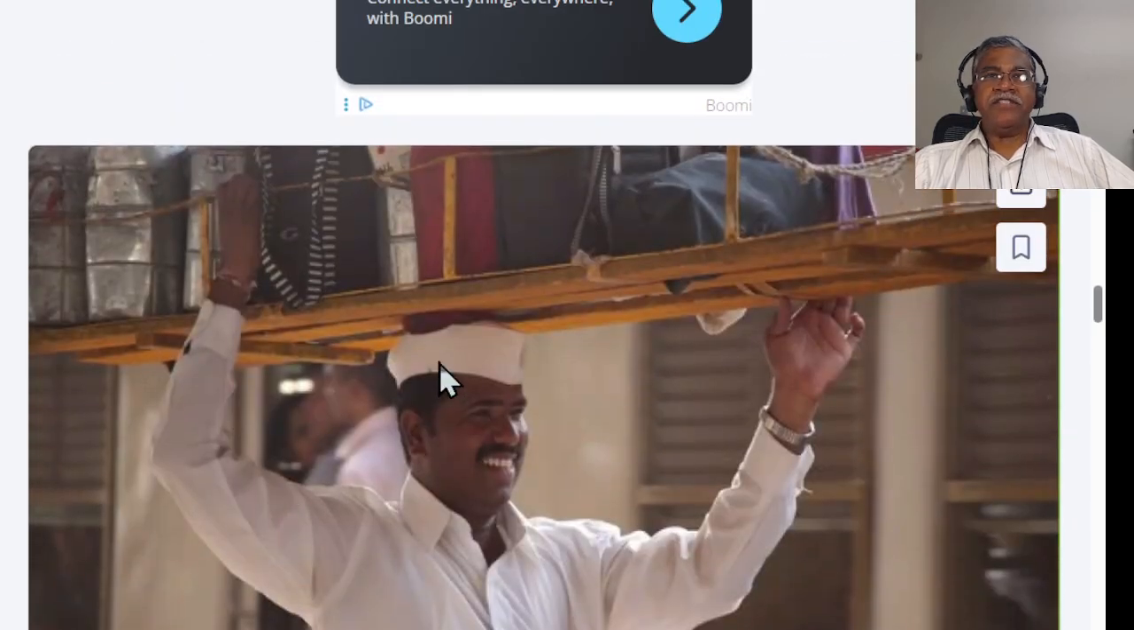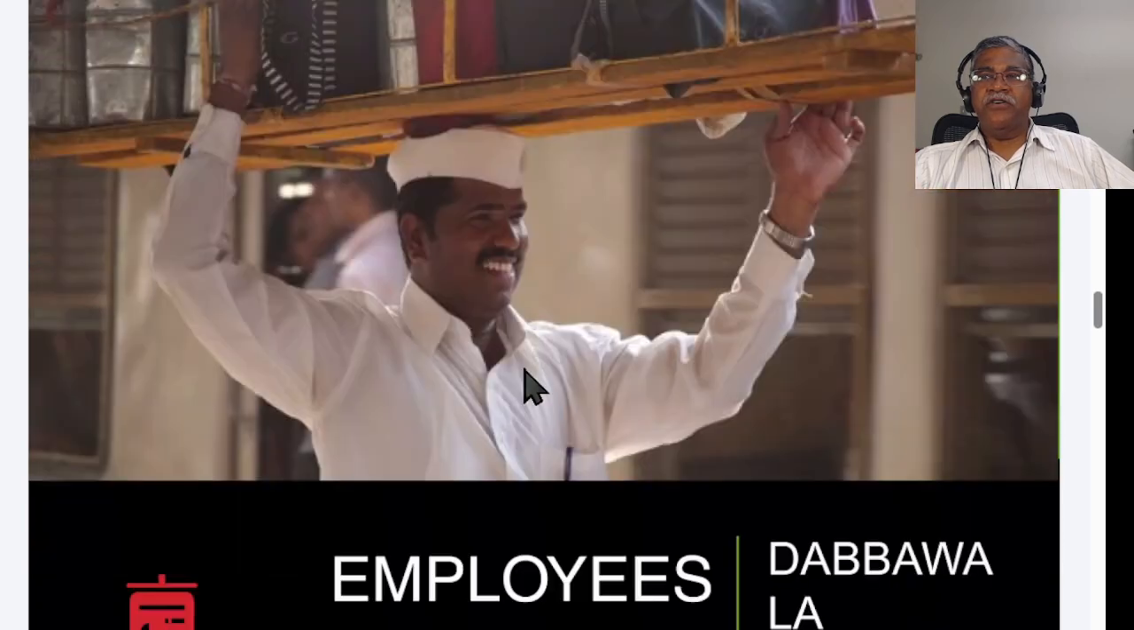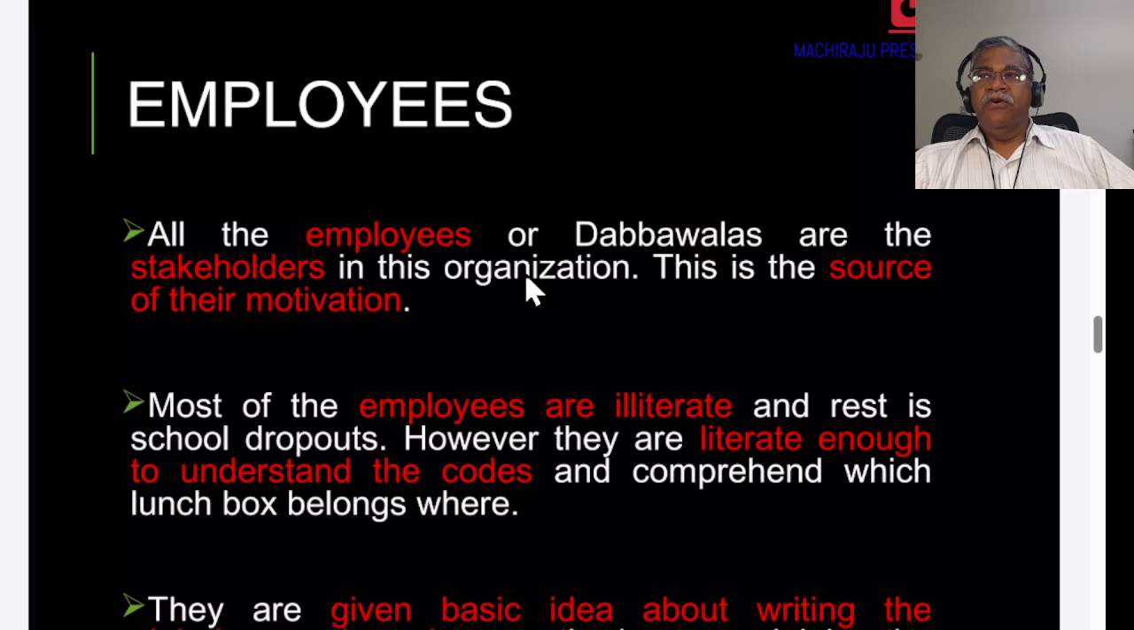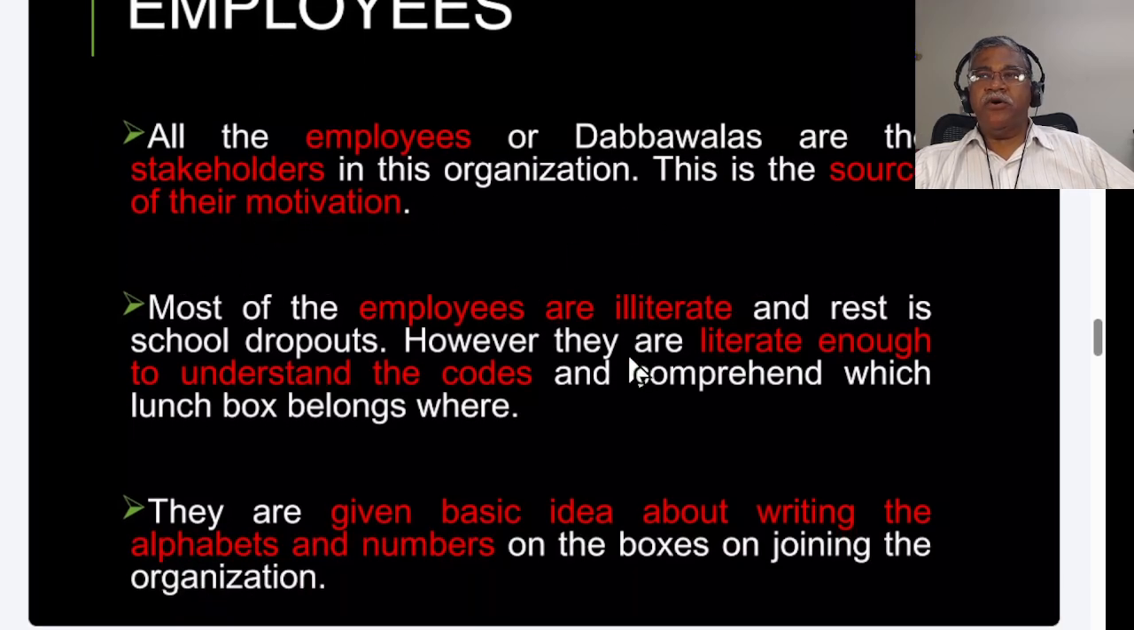So you can see this guy is carrying their entire bag over on his head. Okay, they are all stakeholders in the organization. It's a very unique way of doing it. Most of the employees are illiterate. Okay, they might have minimum or no schooling at all, but they're very hardy guys. They're very hardy, very strong. You can see they have to push hand carts or carry it or go up and down stairs.